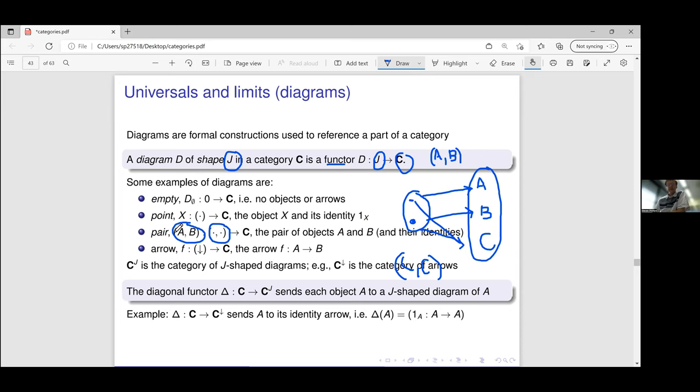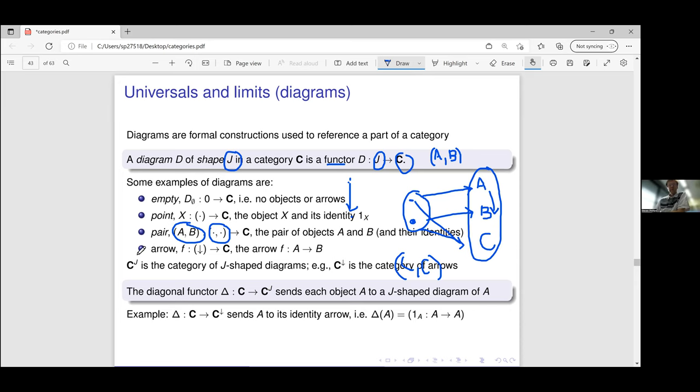Okay. And in this case, it's just a pair of objects. You can also do this for arrows as well. A very simple case is where the shape category consists of a single arrow, which means it has two objects too. And in this case, the functor is not only picking out two objects, but it's also picking out two morphisms as well, but they're the trivial ones, the identities. And that's what this one here is doing.